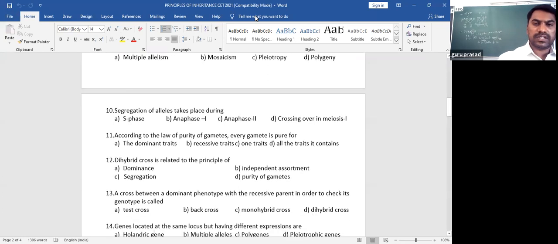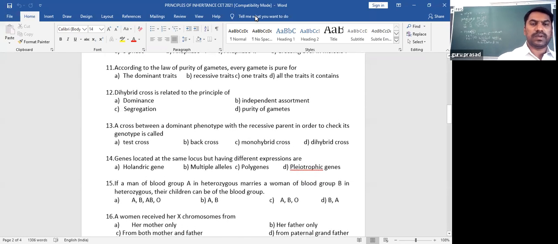So these are all some direct questions, so you do not require much explanation. According to the law of purity of gametes, every gamete is pure for. So according to the law of purity of gametes, as this is also called the first law of genetics, that is the law of segregation, every gamete is pure for the dominant trait, the recessive trait, one trait, or all the traits it contains. So every gamete is pure for not only dominant, it is also for recessive. So therefore, not only one, it is for all traits that it contains. For all the characters, it simply shows its purity, segregates.